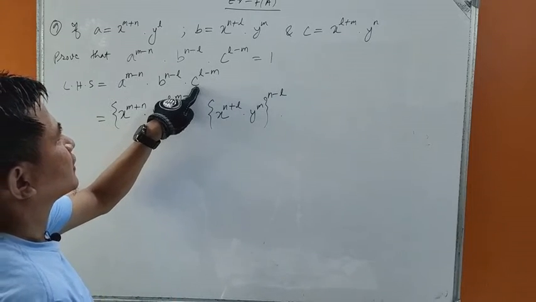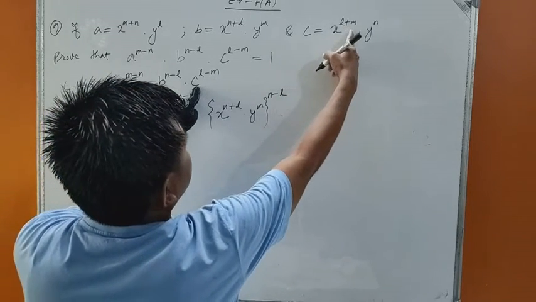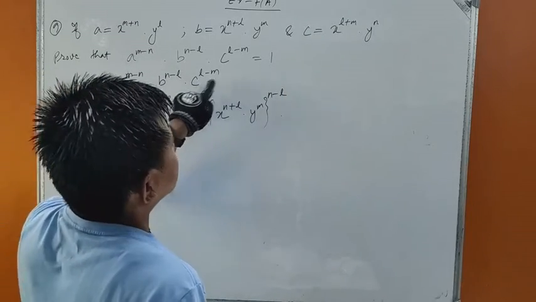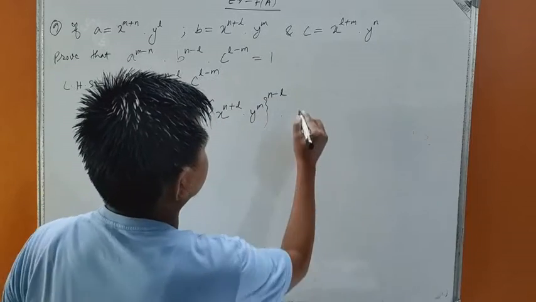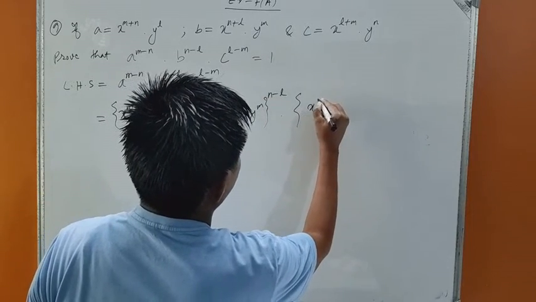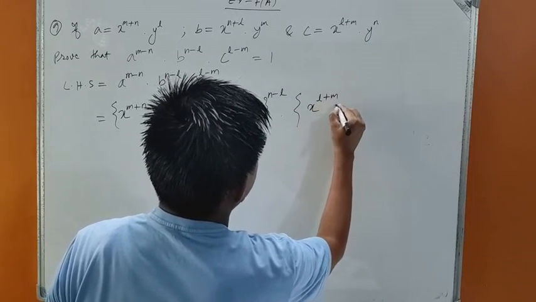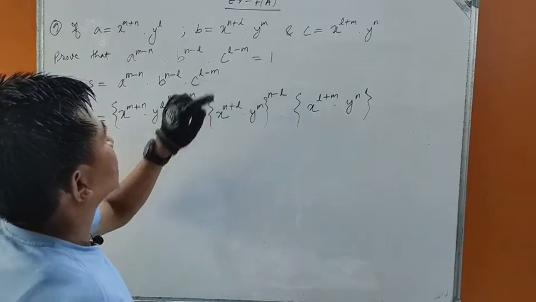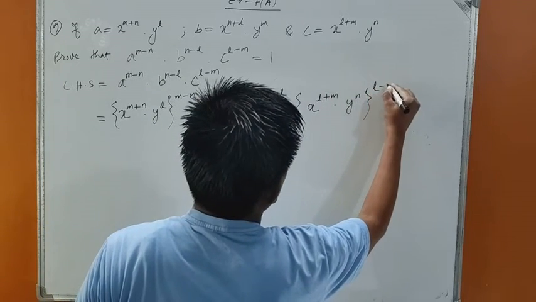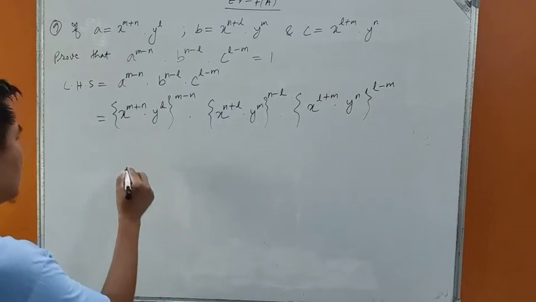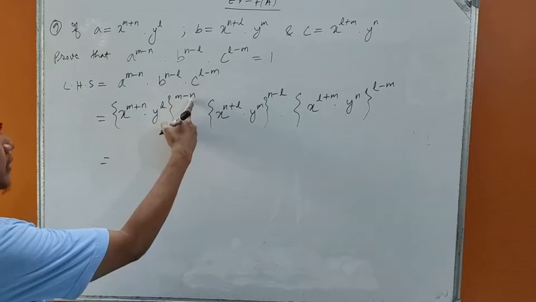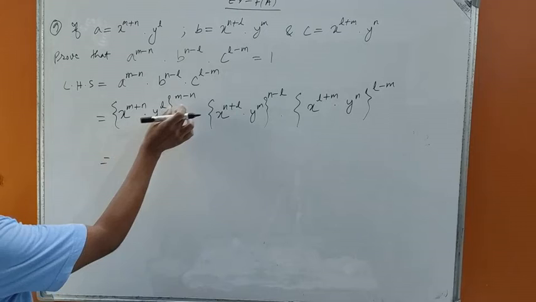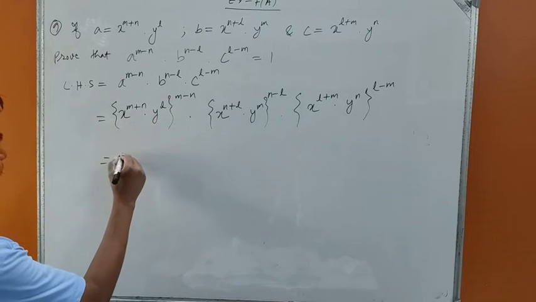Now what is c? c is x to the power l plus m into y to the power n. So instead of this c, I write the value of c, okay, x to the power l plus m into y to the power n. This is c. So c has power l minus m, so we should not forget the power of c, that is l minus m. Now this power m minus n is for both the numbers x and y, because both the numbers are within the bracket.